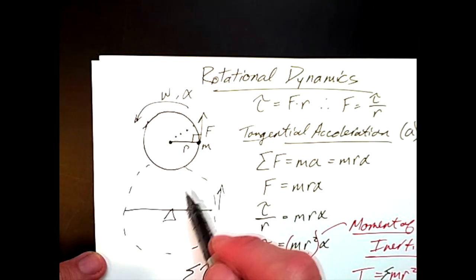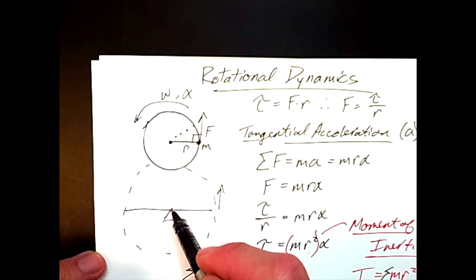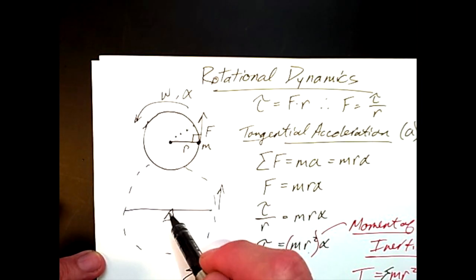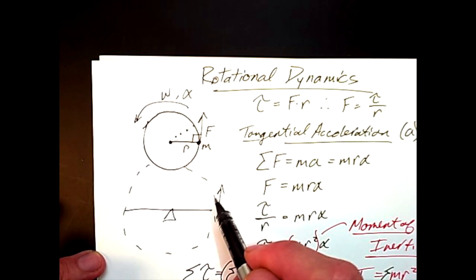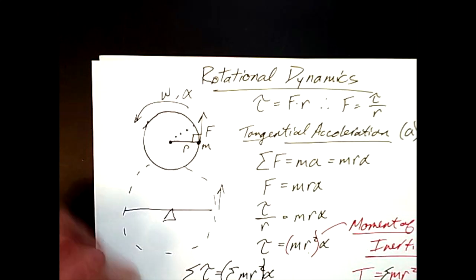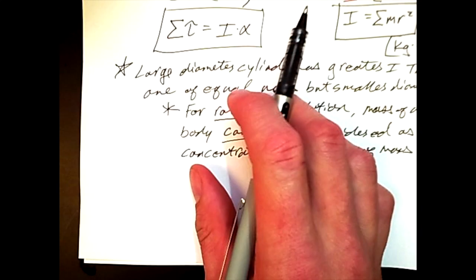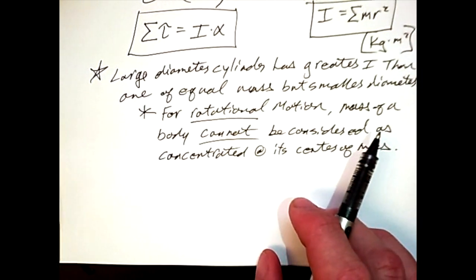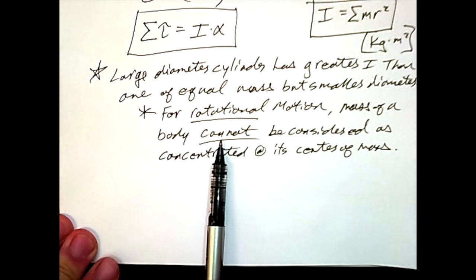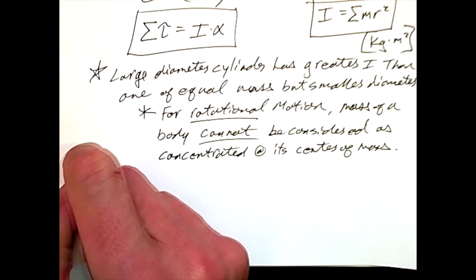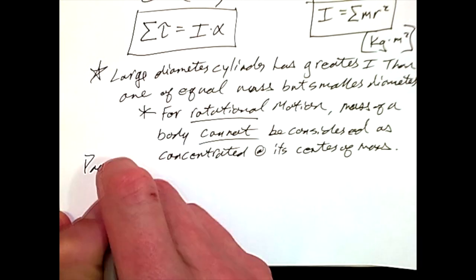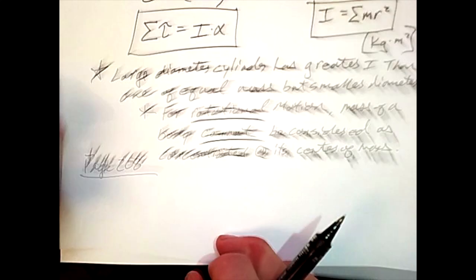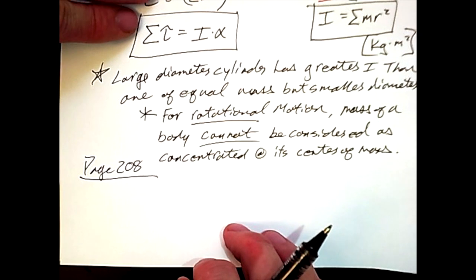And of course, the closer we get to the center, the less moment of inertia there is. So if I have an object that has more mass in the middle and less mass on the outside, it has a lower moment of inertia. That's all to say that I, the moment of inertia, is specific to a body depending on its shape. So on page 208 of your book, you will find that there is a table of various moments of inertia.